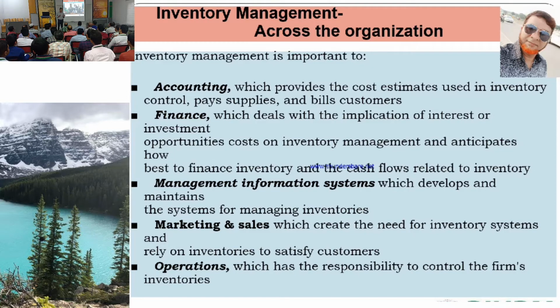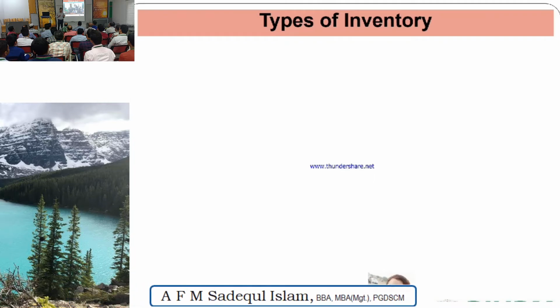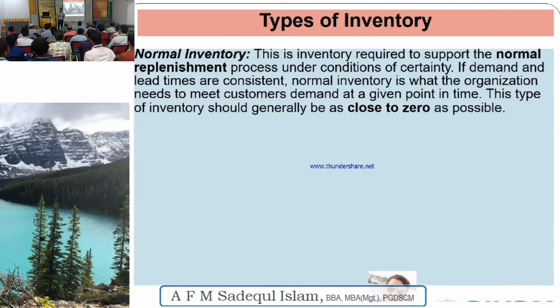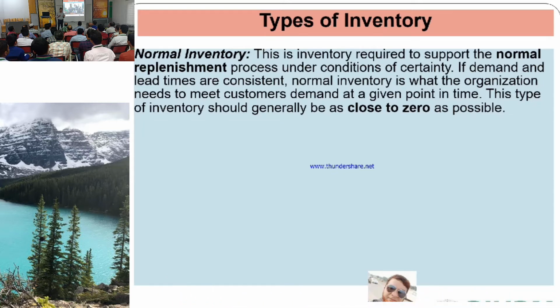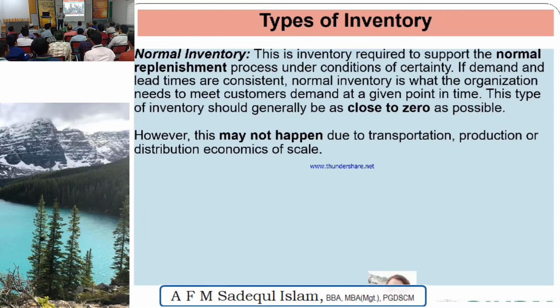Operations, which has the responsibility to control the firm's inventories. Now, types of inventory. There is normal inventory. This is inventory required to support the normal replenishment process under conditions of certainty. If demand and lead times are constant, normal inventory is what the organization needs to meet customers' demand at a given point in time. However, this may not happen due to transportation, production or distribution economies of scale.